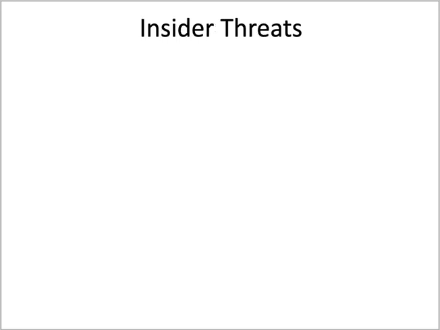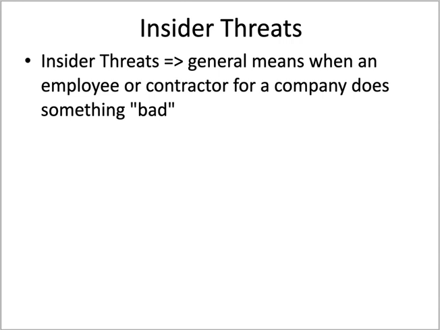Next thing your book talks about is insider threats. And insider threats generally mean you have a person, whether it be an employee or a contractor, for a company that does something, quote, bad. This could be stealing data, could be compromised, etc. There are reasons that this might happen. There might be a disgruntled employee who is mad and wants to cause problems for the company. They may be wanting money. They might want to steal trade secrets, things like that.